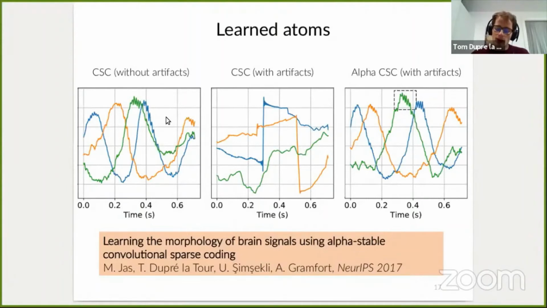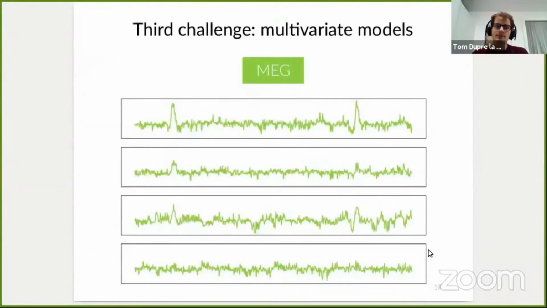So this is why in the third challenge I'm going to present, we completely ignore this trick to deal with artifacts, and we will just use a regular convolutional sparse coding. In the third challenge, what we wanted to do was to apply that on MEG, on multivariate signals. Here is an example of MEG. You probably know it. These are multiple channels, and you see that the same information is captured multiple times on multiple channels. So it's pretty redundant. And we'll see how to actually use that to make a model that is more powerful.